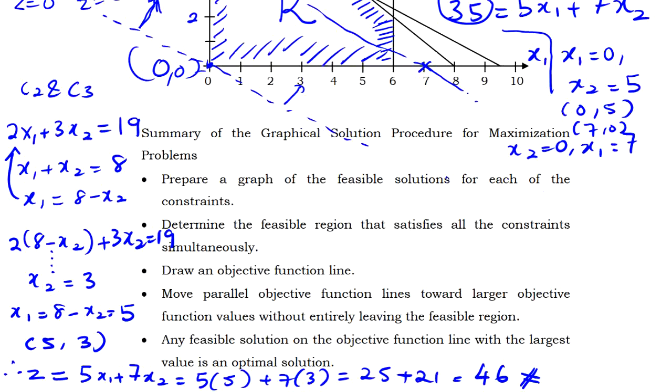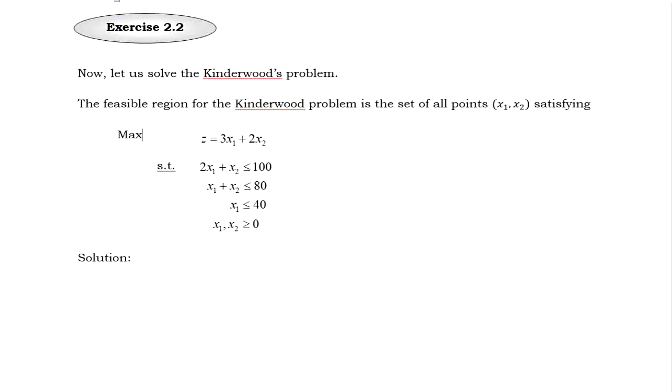So here you can read the summary of the graphical solution procedure for maximization problems. Okay, let's continue with another exercise. Exercise 2.2. So let us solve the Kinderwood's problem that we have formulated last time. Maximize z equals to 3x1 plus 2x2 subject to the first constraint 2x1 plus x2 less than or equals to 100, x1 plus x2 less than or equals to 80, x1 less than or equals to 40, x1 and x2 must be greater or equals to 0.